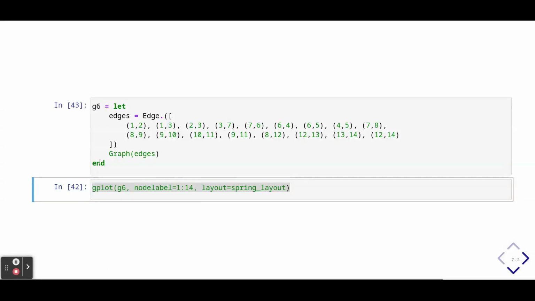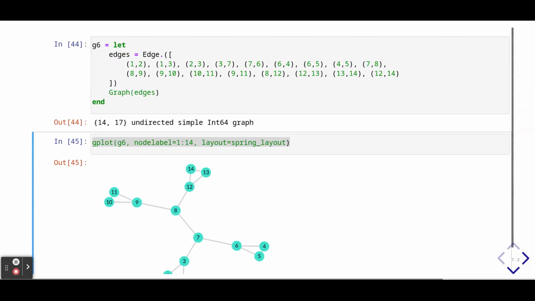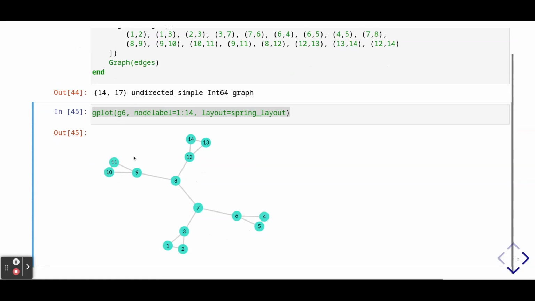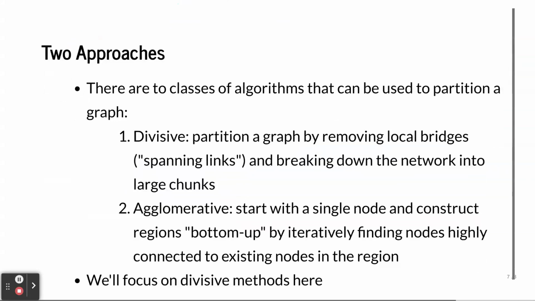We'll go ahead and create a graph here using Graphs.jl. And as we'll see, this is the Julia representation of that graph we've been working with. We're going to call it G6, and we'll refer to that down below. Turns out there are two classes of algorithms that can be used to partition a graph.